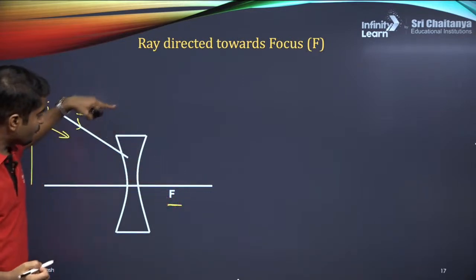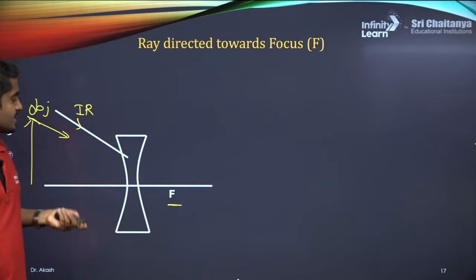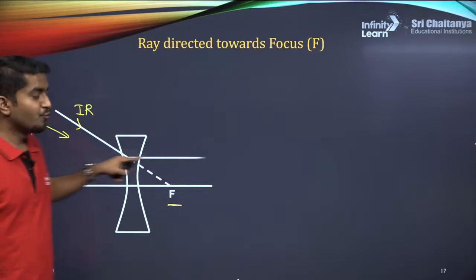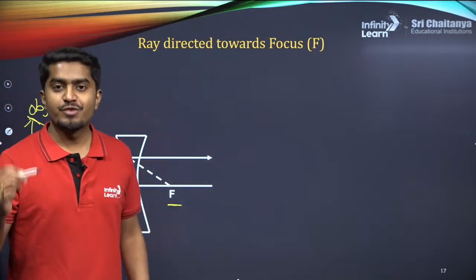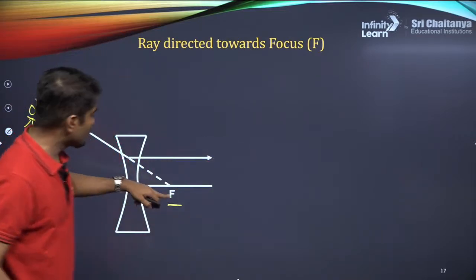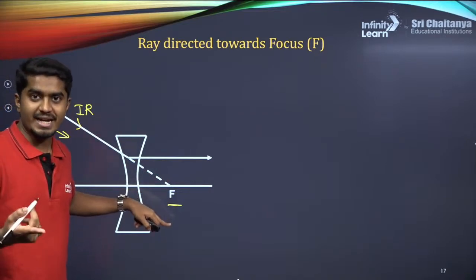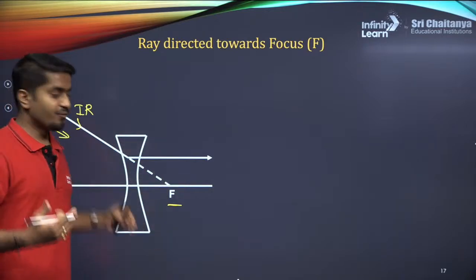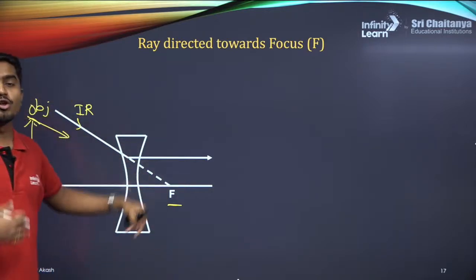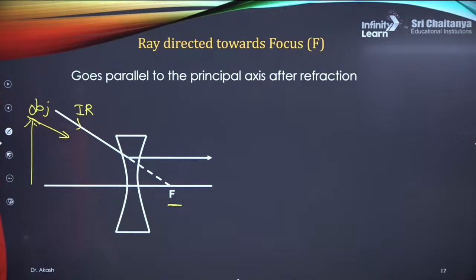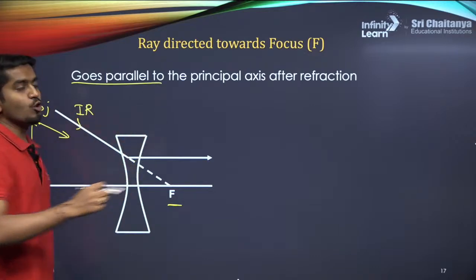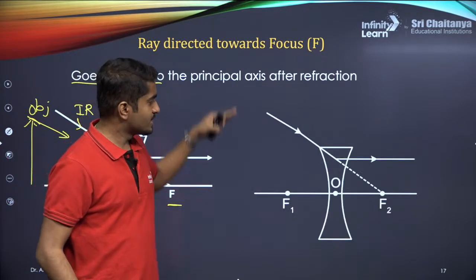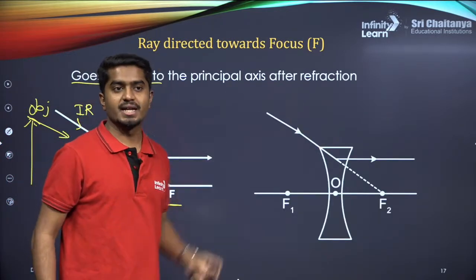When it falls onto the concave lens, the refracted ray will be parallel. So whenever an incident ray is directed to the focus on the other side, the side opposite the object, what will happen? The refracted rays go parallel to the principal axis. So there is the incident ray and the refracted ray.